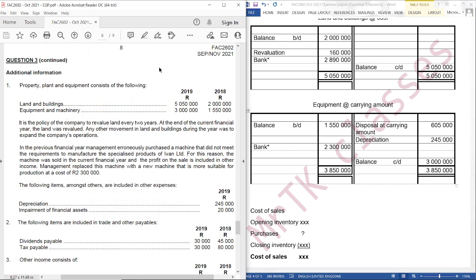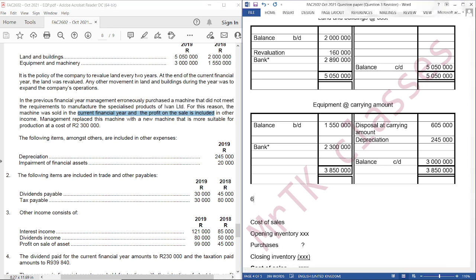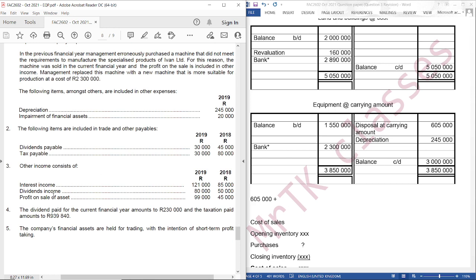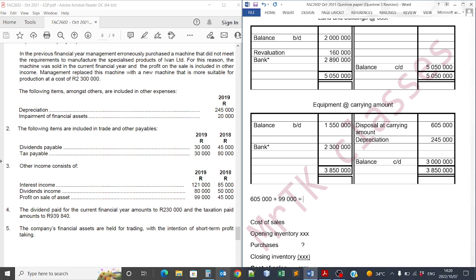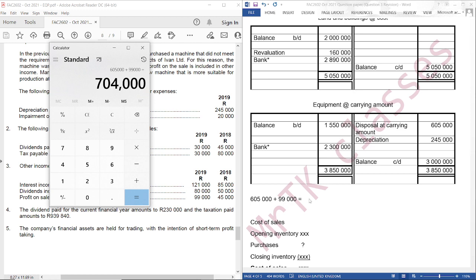Was it sold at carrying amount? No, because they are talking about profit on sale. It was sold at a profit. So this is the carrying amount, 605,000, and it was sold at a profit of how much? Profit on sale of asset, 99,000. So this is the amount received on sale of that asset, 605,000 plus 99,000. So 704,000 was received, right?